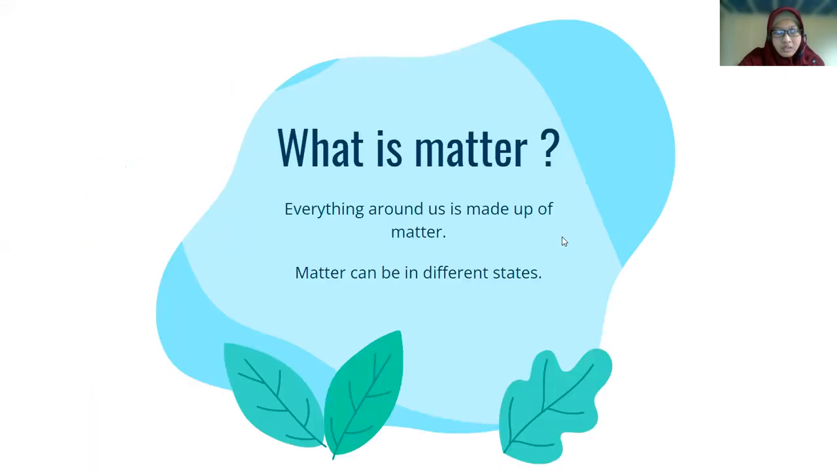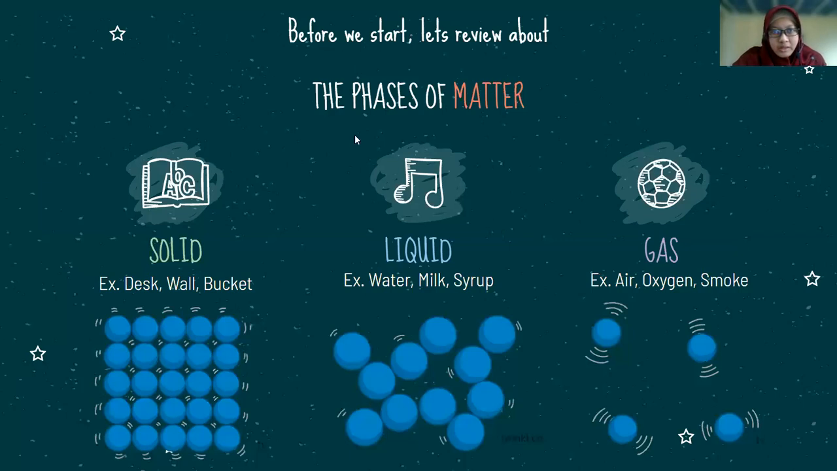So what is matter? Matter is everything around us. Everything around us is made up of matter. Whether it is gas, solid, or liquid, all of them are matter. Matter can be in different states, in different forms. There are three states of matter, or three phases of matter: solid, liquid, and gas. I know that you have learned about this in grade 4, but let's review a little bit.